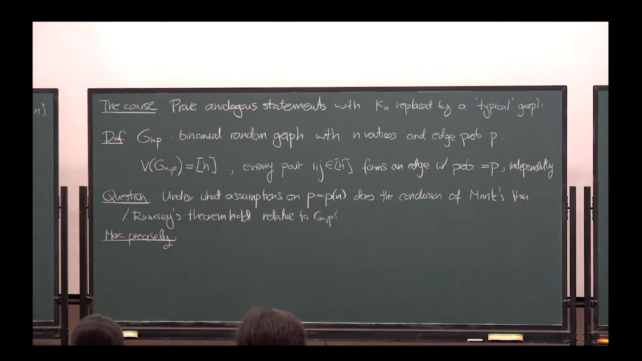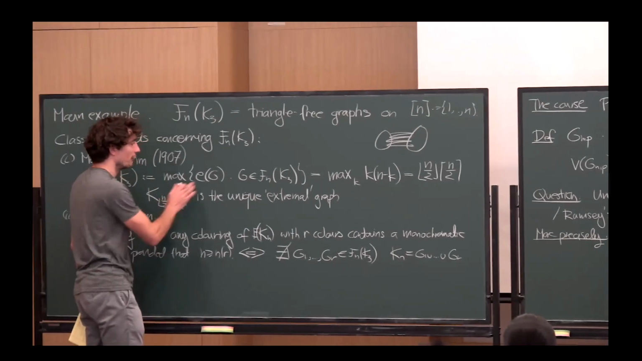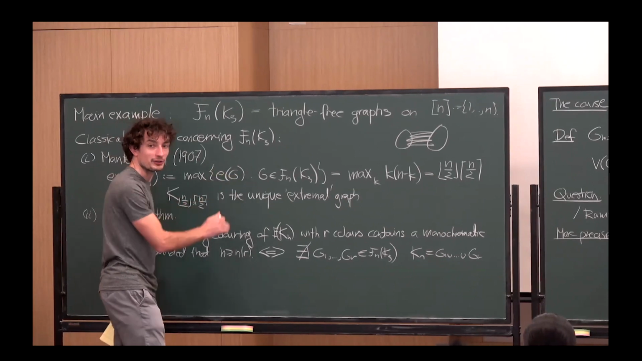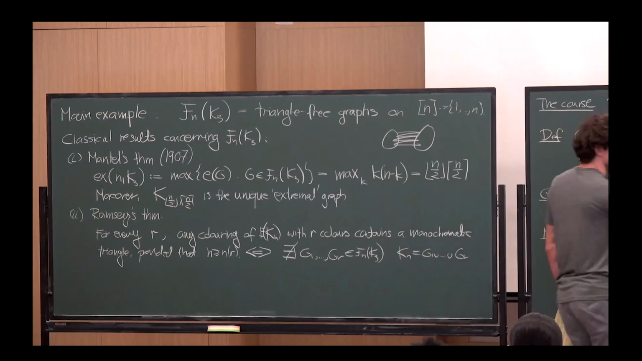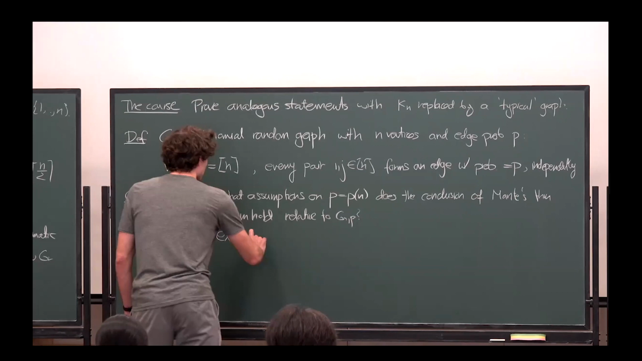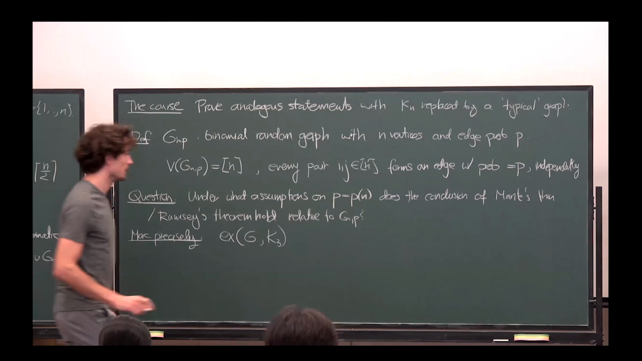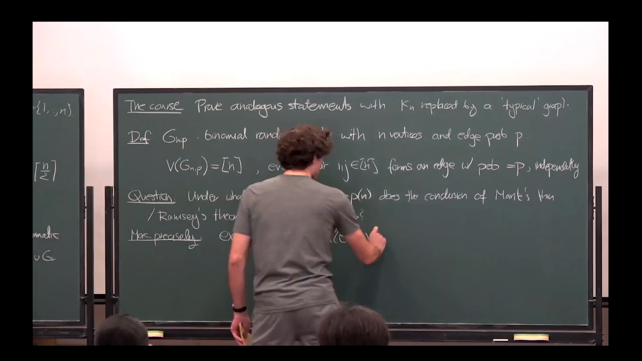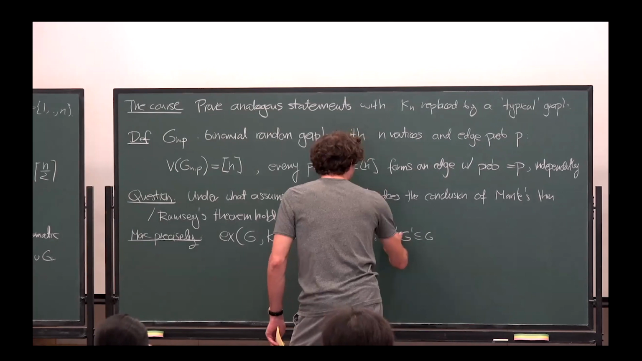Here we said, what is the largest triangle-free subgraph of the complete graph on n vertices? Now, since we're studying things which are relative to some other graph, it is natural to start by defining the extremal number of the triangle relative to some graph G. So this will be defined as the largest number of edges in some graph G prime, which is a subgraph of G and still doesn't contain a triangle.